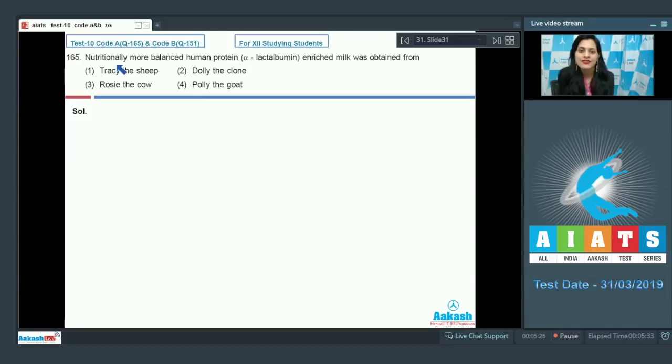Question number 165. Nutritionally more balanced human protein, alpha-lactalbumin, enriched milk was obtained from. And the options are Tracy, the sheep, Dolly, the clone, Rosie, the cow, Polly, the goat. And the correct answer to this question is option number 3, Rosie, the cow. Rosie was successfully developed in 1997. And we can obtain alpha-lactalbumin enriched milk from this cow.